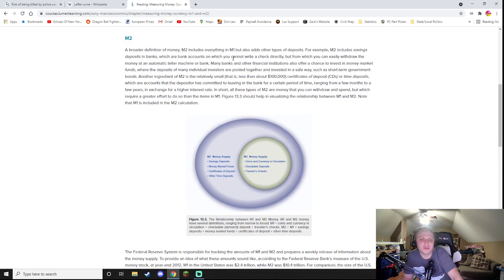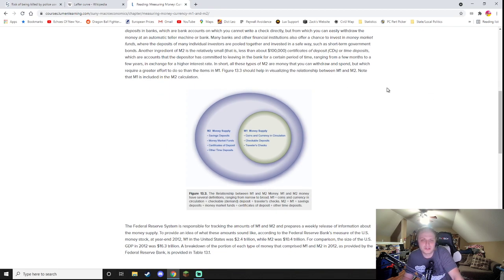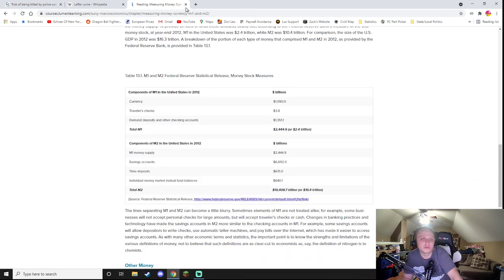M2 includes everything in M1, but also adds other types of deposits. For example, it includes savings deposits, which are bank accounts you cannot write a check directly from. Many banks and other funds also offer a chance to invest in money market funds, another ingredient of M2. Okay, interesting. The money supply, that was interesting.